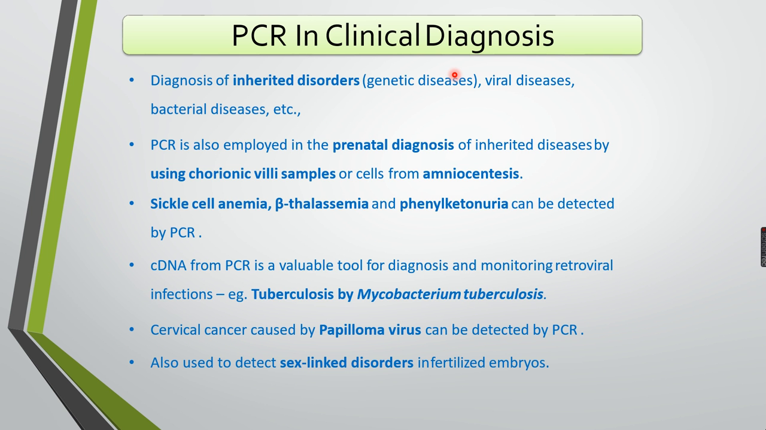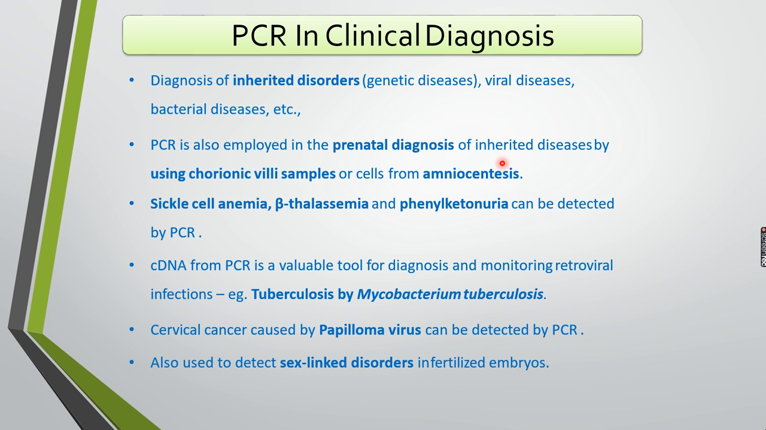So what are the uses of this PCR technique? It is useful in clinical diagnosis. It is a diagnostic technique, we have already studied. Before treatment we must know the diagnosis of various diseases. So what are the diseases? Diagnosis of inherited disorders, genetic diseases, viral diseases, and bacterial diseases can be made at the earliest stage. Even when pathogens are present in very low concentration, we can find them out.